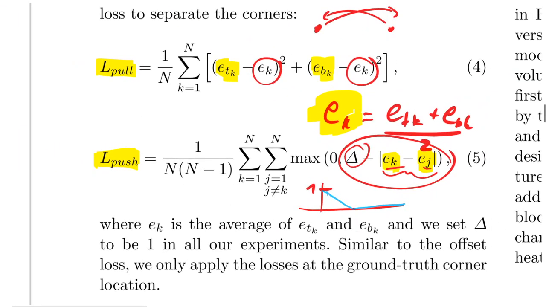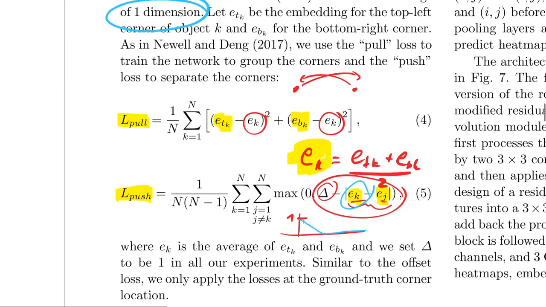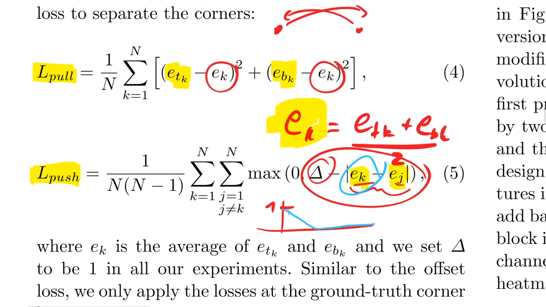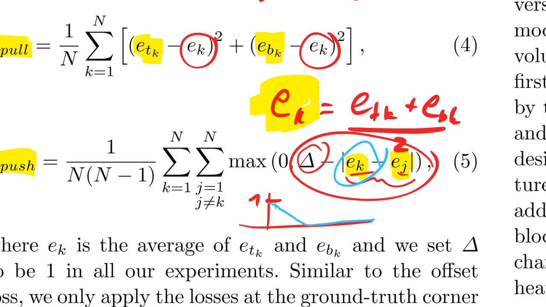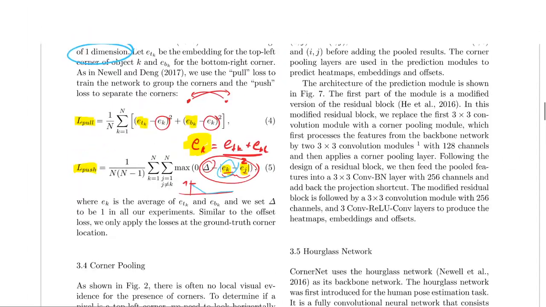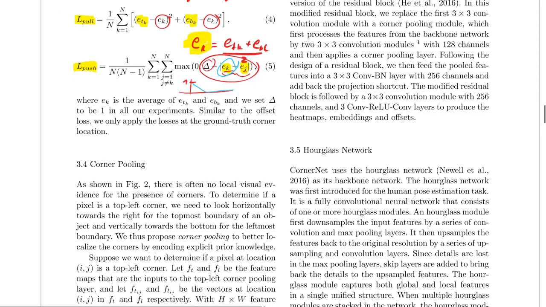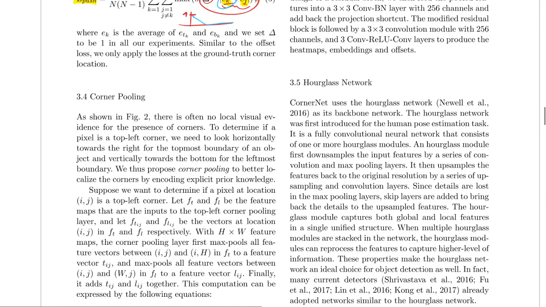All right. In their case, I think the dimension of these vectors is actually 1, which basically means they just output a single number, which I find astonishing that works. Yes, they use embeddings of 1 dimension, so they just use numbers. Astonishing that it works, but okay. So that's how you train the embedding output: embeddings close together for the two corners of the same object, and embeddings far apart for different objects. All right, so we can now predict where the corners are, and we can match them.